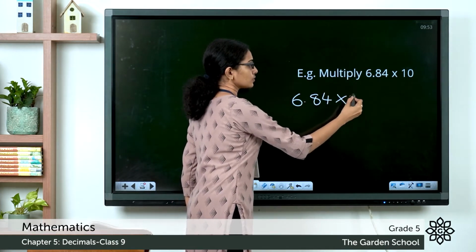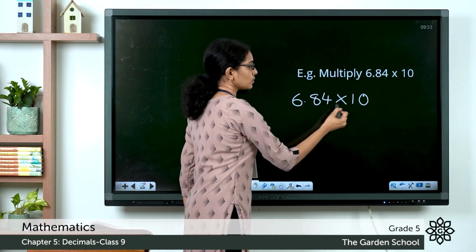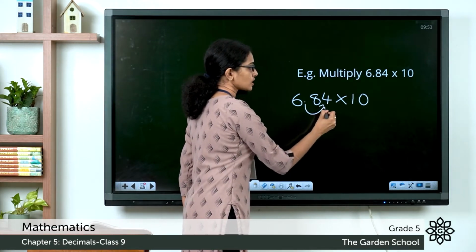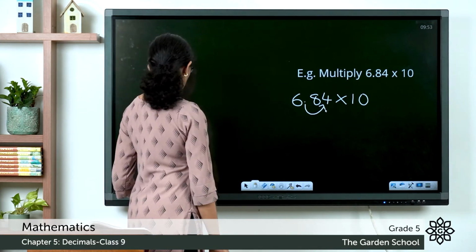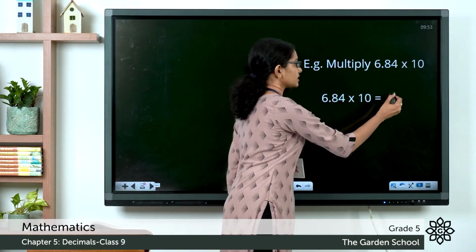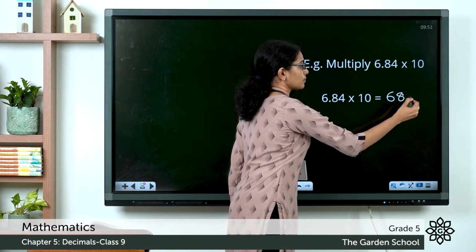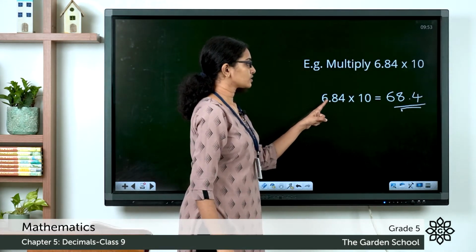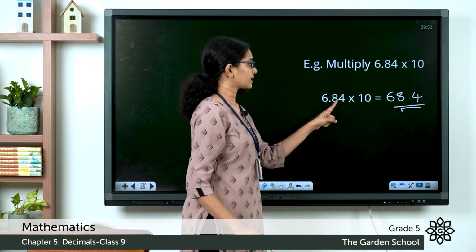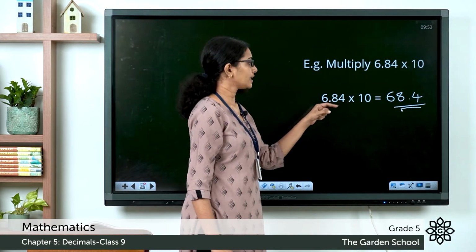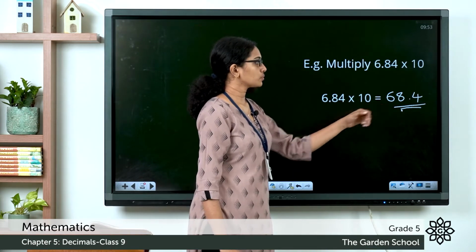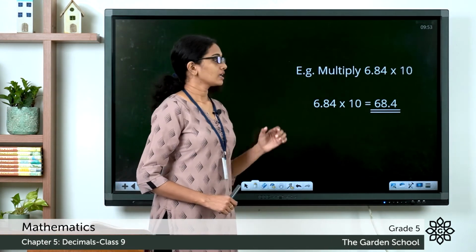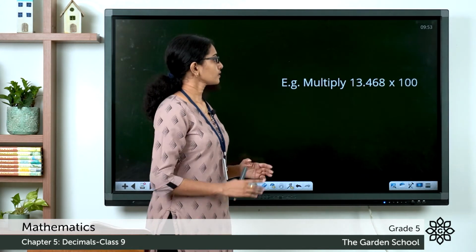6.84 into 10. There is 1 zero. So you have to shift this decimal point one place to the right. So what do you get? You would get 68.4. See, this decimal point here is shifted one place to the right. So it comes after 8 in this number. So the product will be 68.4. Let's see one more example.